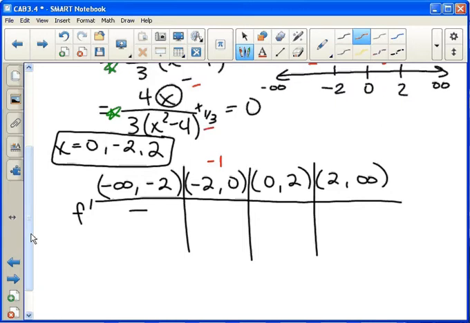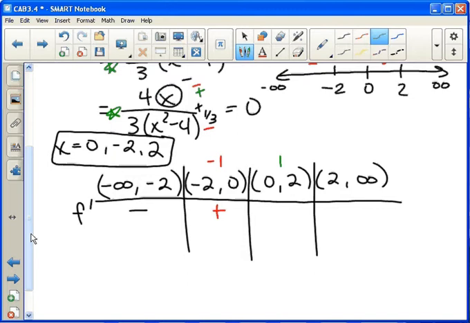Okay, then from 0 to 2, I pick a +1. And you could do 1/2 or 1½ if you wanted to. And I'm just going to use 1, just keep it simple. If I plug 1 in on top, it's a positive. If I plug 1 in on the bottom, 1 squared is 1. 1 minus 4 is -3, so I get a negative. Positive over negative is a negative.